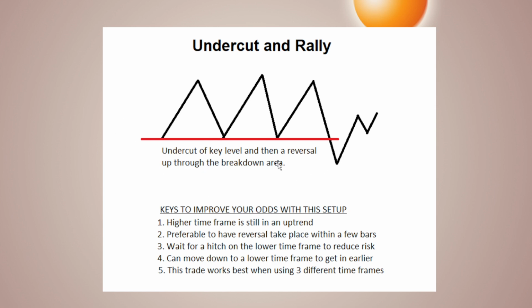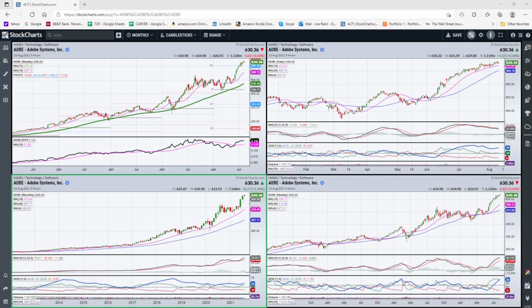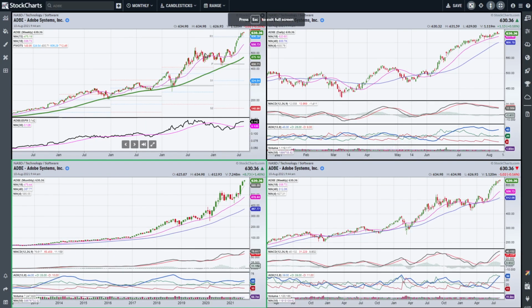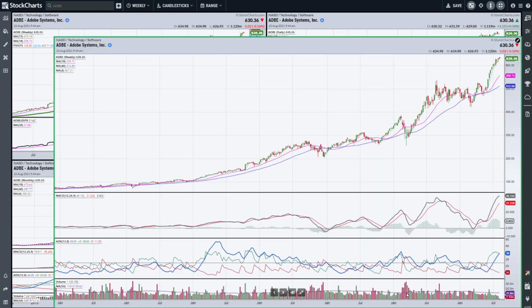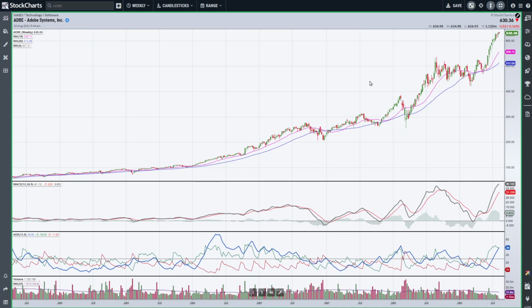I think this will make sense as we go through the example. So let's look at this chart of Adobe. And I've got the monthly and the weekly and the daily here. And so I want to focus in on the weekly chart because this is where the stock, and I'll just show this here, where the stock was moving sideways.